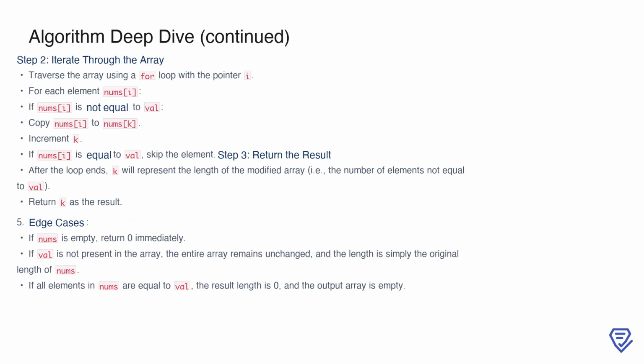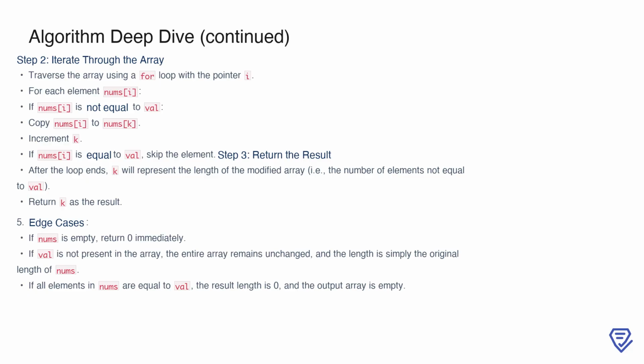Once the pointers are initialized, we move on to iterating through the array. Using a for loop, the pointer i visits every element in nums. For each element, we check if nums[i] is not equal to the value val. If this condition is true, it means the element is valid, so we copy nums[i] to nums[k] and increment k to prepare for the next valid element. However, if nums[i] is equal to val, we simply skip it without modifying the array. This process continues until all elements have been assessed.